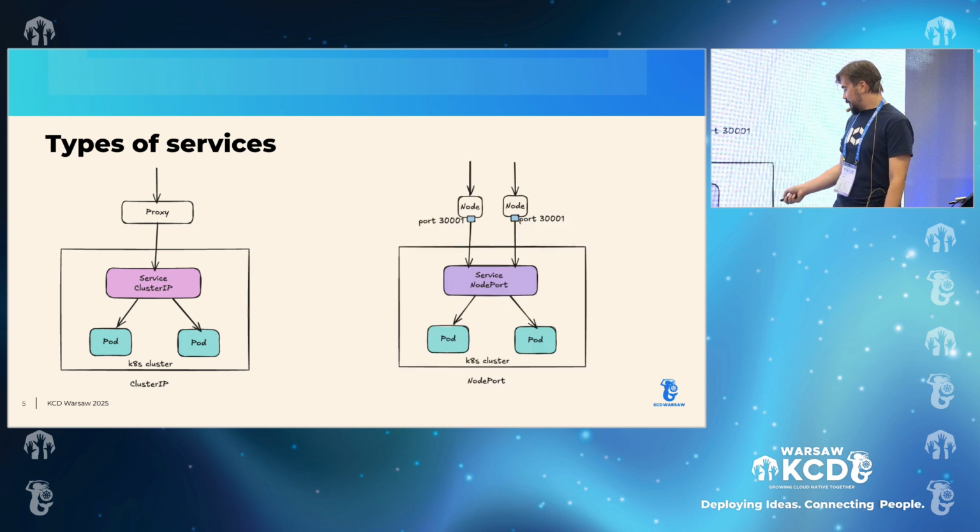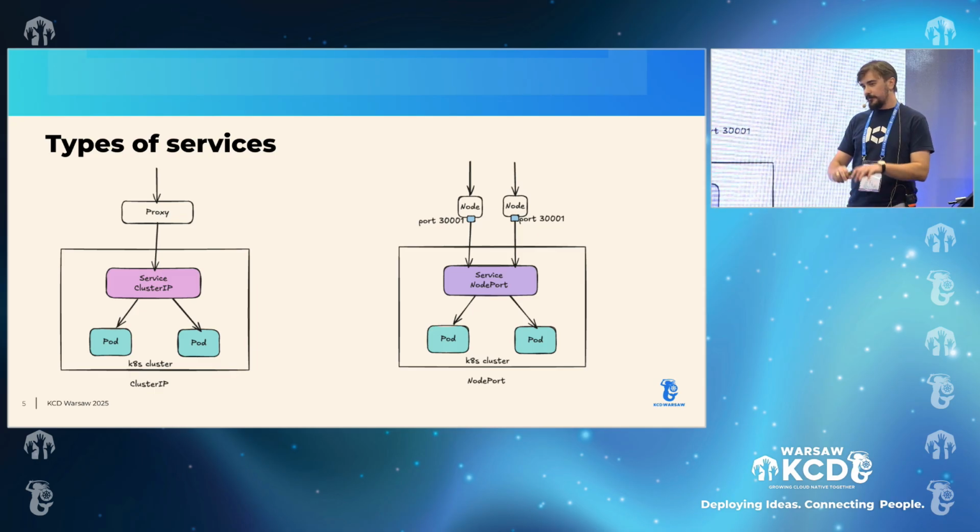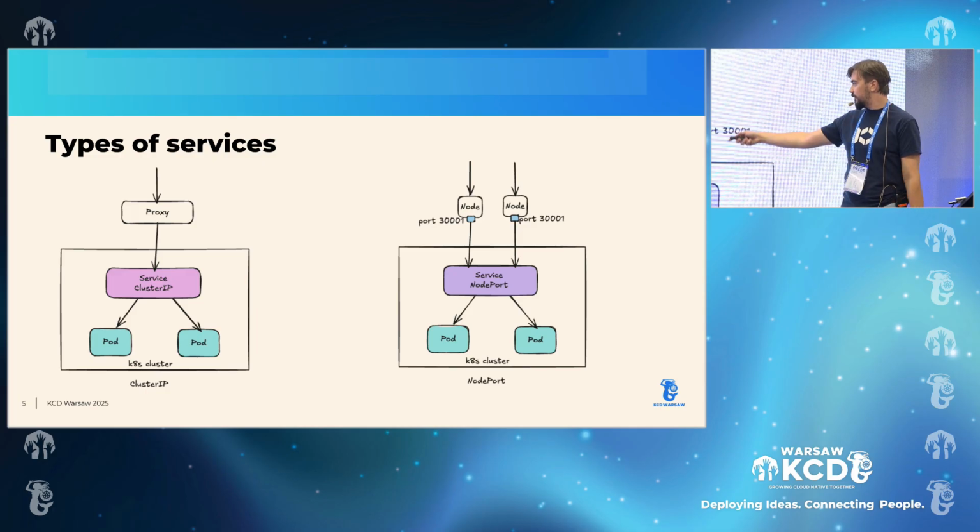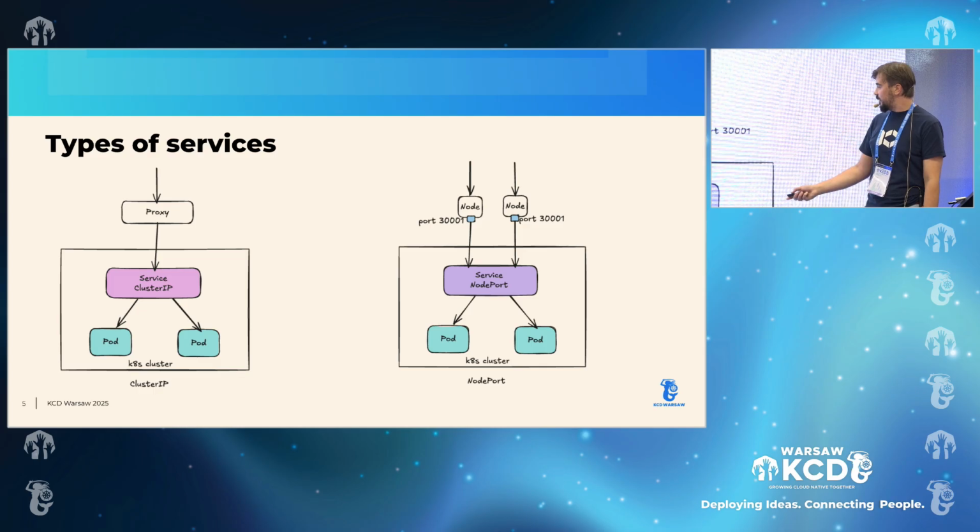Another one is NodePort. NodePort exposes a random port from the range 30,000 and opens up the port on every node, so the traffic can access the port directly using the service of type NodePort.